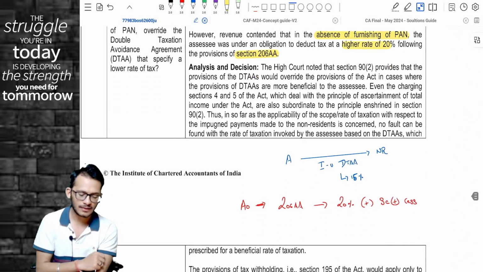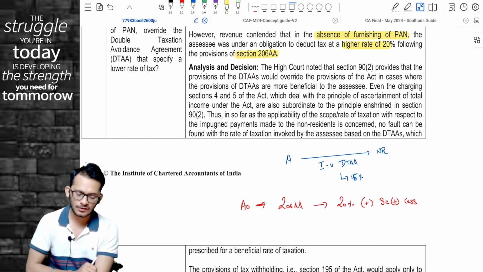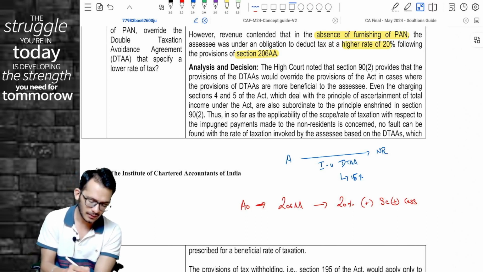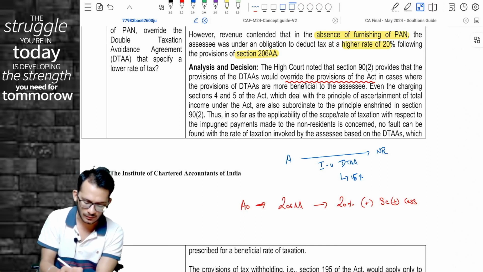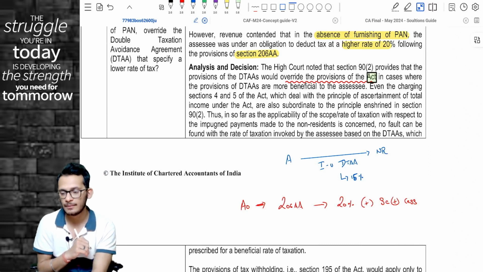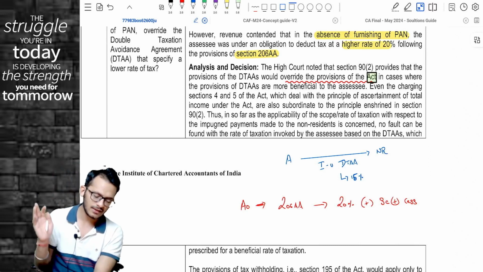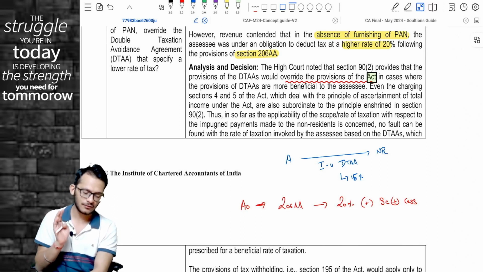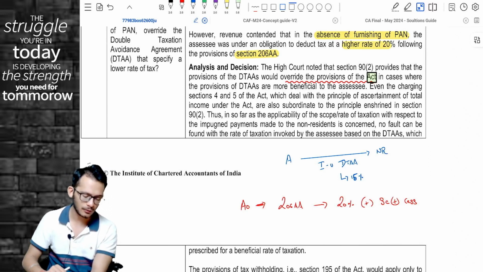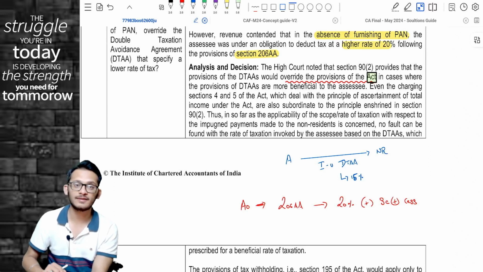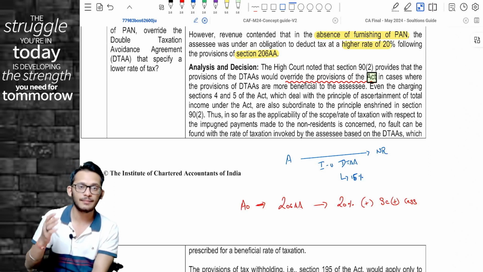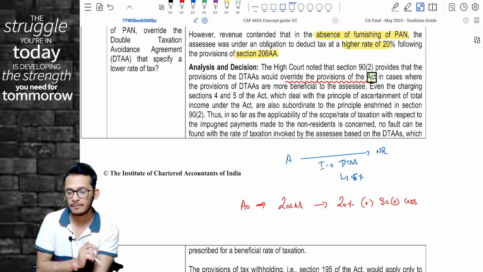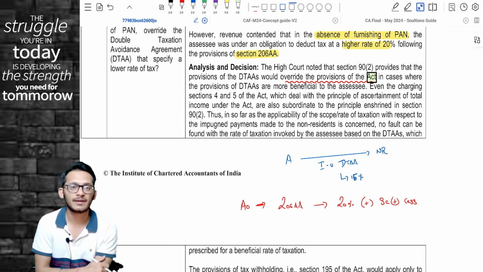The High Court noted that section 90(2) provides that the provisions of DTAA would override the provisions of the Act. Notice one thing very carefully. It is applicable on the whole of the Act, in case the provisions of DTAA are more beneficial to the assessee. Even the charging sections, 4 and 5, which deal with the principles for ascertainment of total income, are subordinate to the principles given under the treaty provisions. So they're saying even the scope of total income does not have power over DTAA. DTAA is the better scenario case.